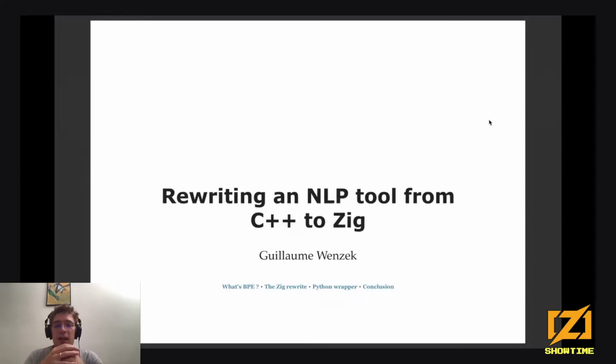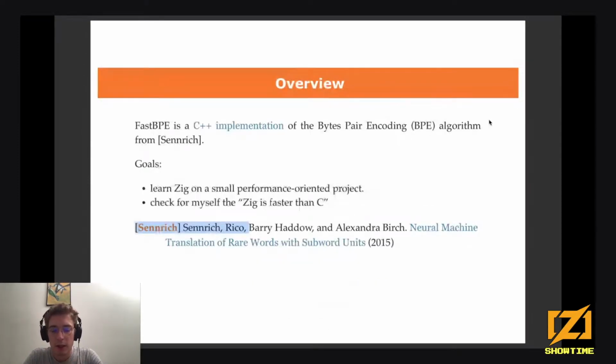So first, the algorithm FastBPE, it's called byte pair encoding, and it was made in 2015. It's been used in a lot of natural language processing papers and research, mostly working with neural networks. And the original is the C++ implementation, which is already pretty fast. The name is FastBPE because the first paper back in 2015 published a Python implementation, which was quite slow.